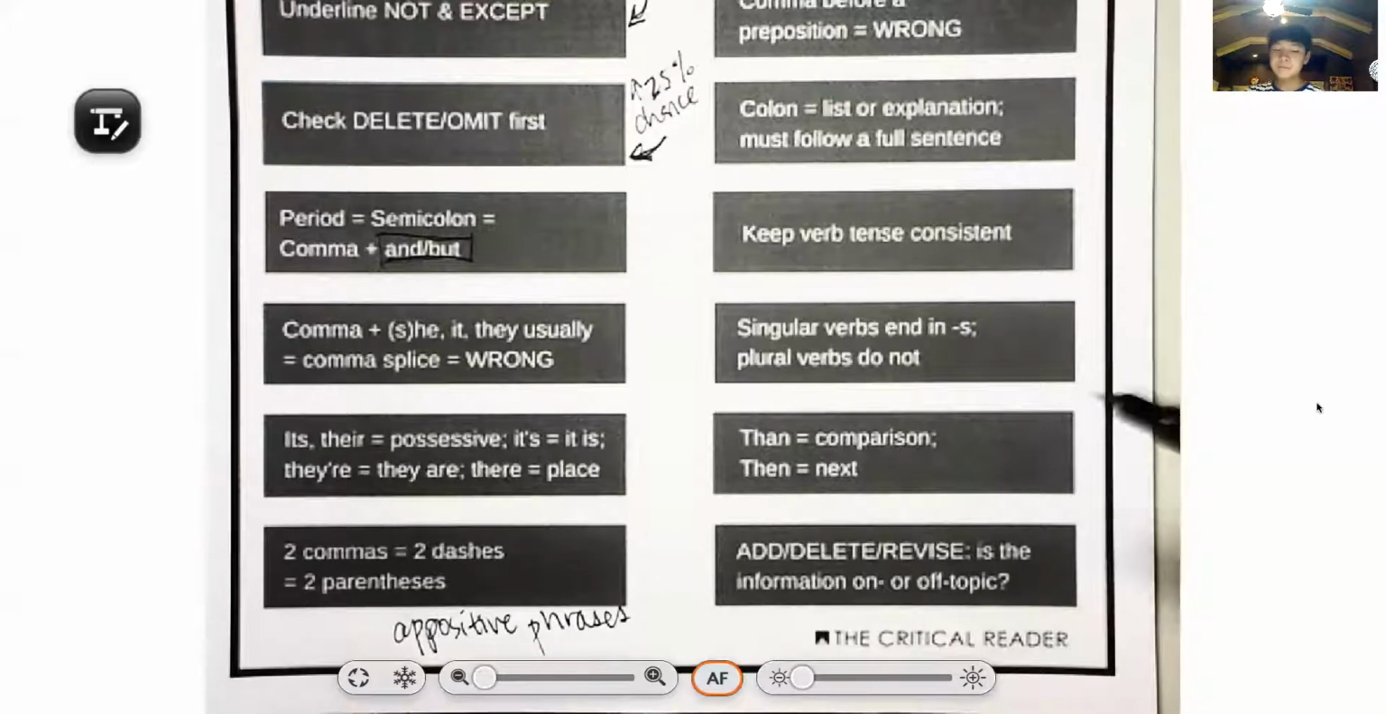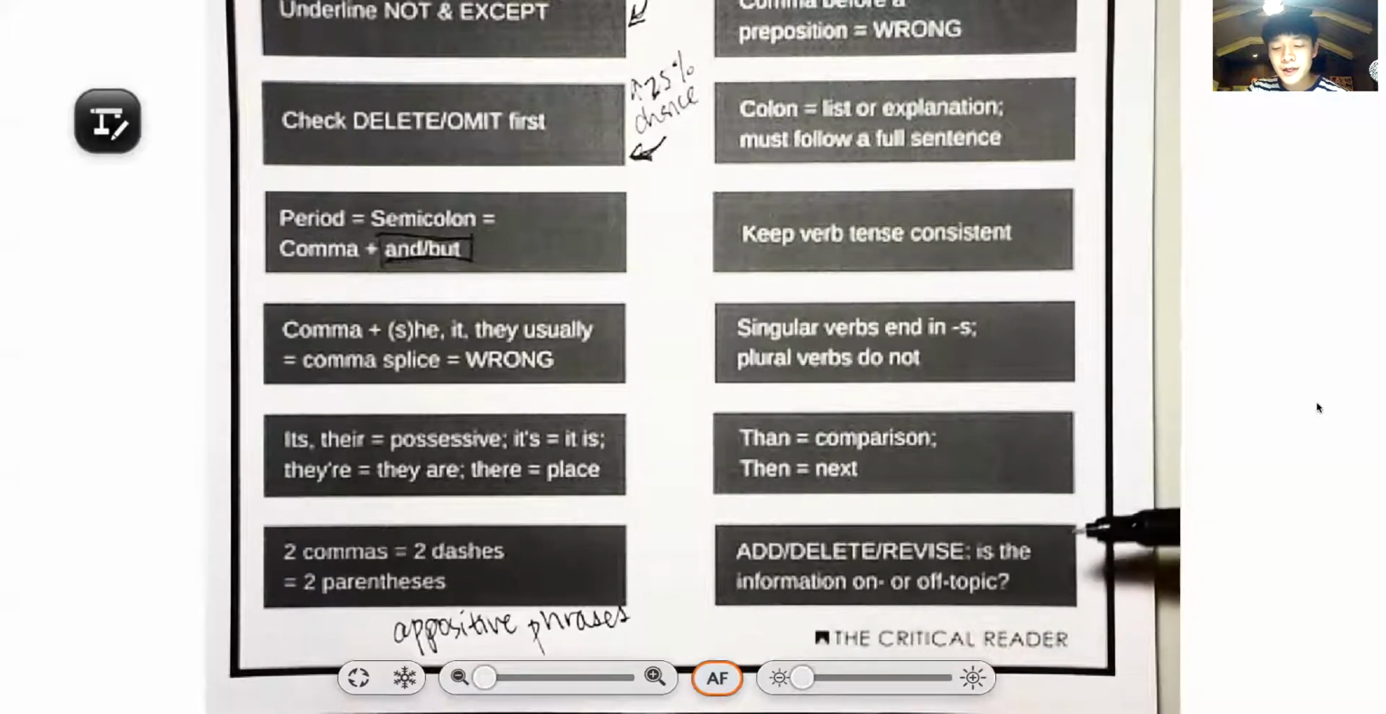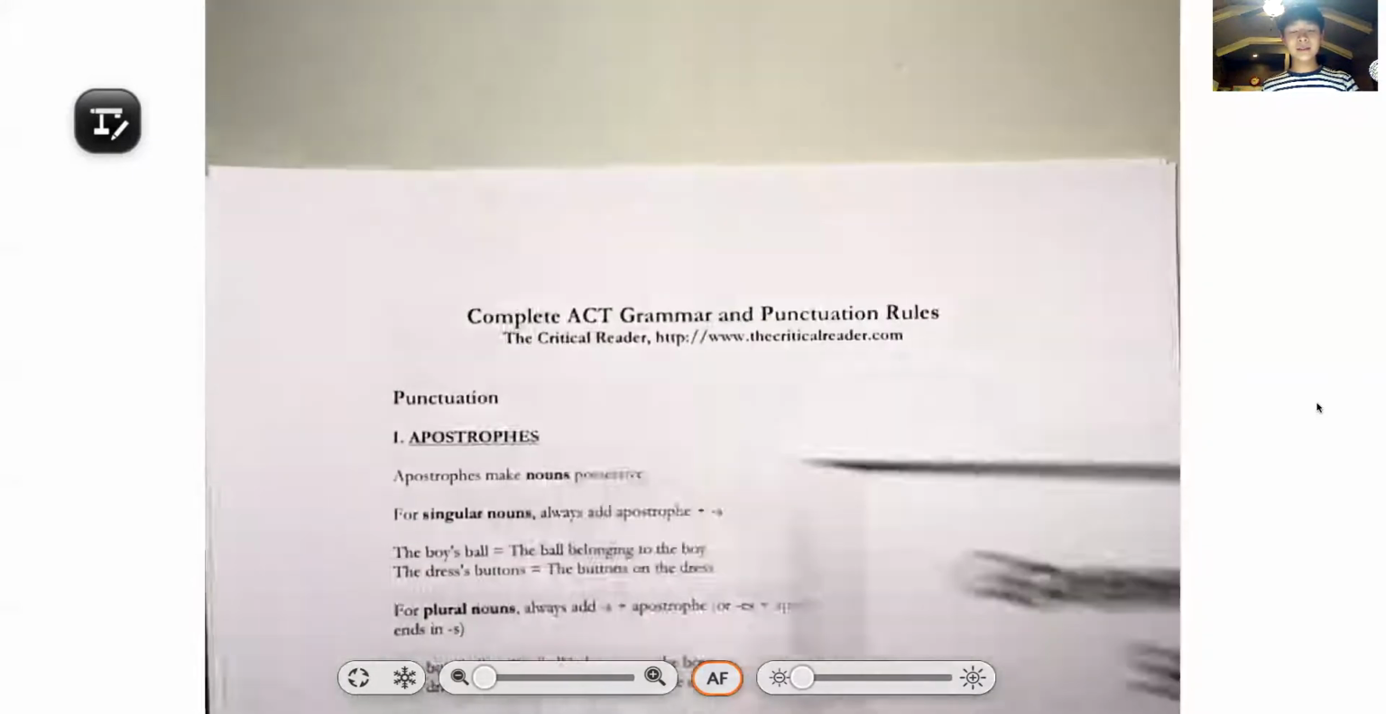But just know, add, delete, revise, always ask yourself, is the information on topic or off topic? If it's off topic, it's unnecessary information. And due to shorter is better, you never include unnecessary information. So you always delete the unnecessary information and you never add it, right? And revise is usually right if you need that information, but it's just not written in the correct way, right? And you always want your information to be written in the correct way and be necessary.